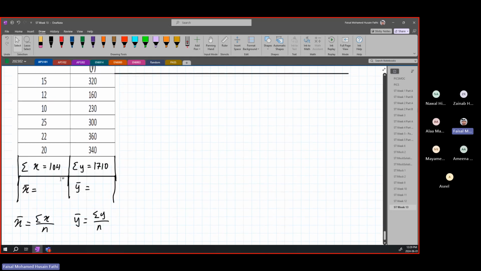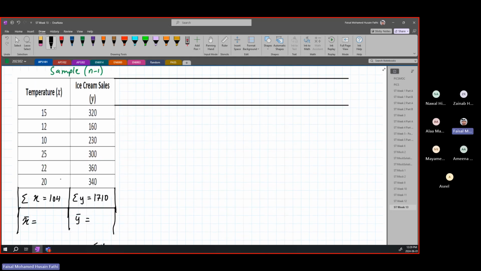So for x bar, it is going to be 104 over n. First, what is our n? We have 1, 2, 3, 4, 5, and 6. So our n is equal to 6.